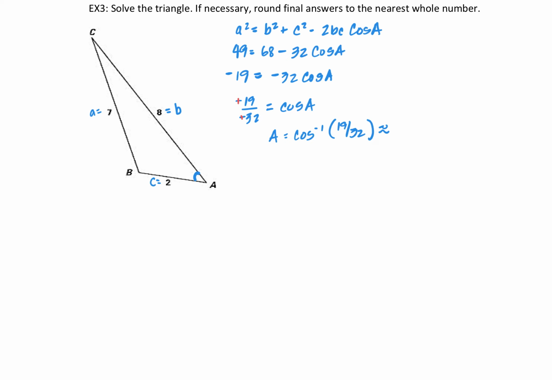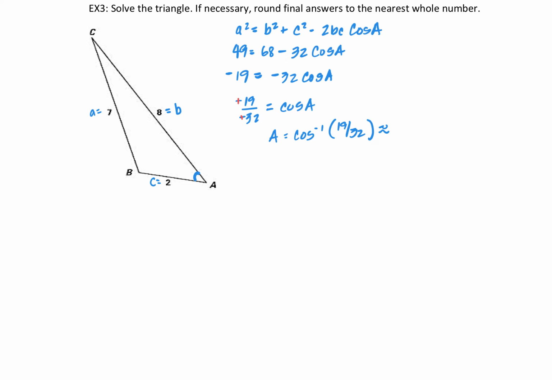So what's nice about this is whatever answer I get will be the correct angle. If you put a positive value into cosine inverse, you will only get an angle in quadrant 1, because that's where cosine is positive. Cosine is positive in quadrant 1 and quadrant 4, but angles in quadrant 4 are too large to be an angle in a triangle. When you use cosine inverse, it's just going to give you that angle in quadrant 1.